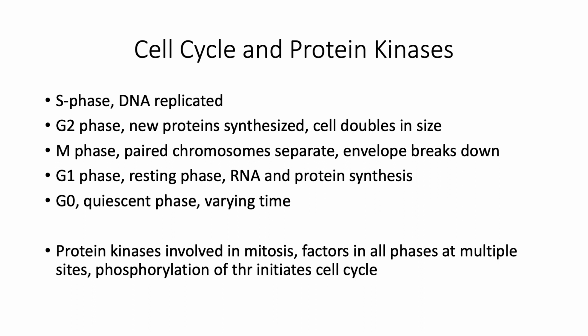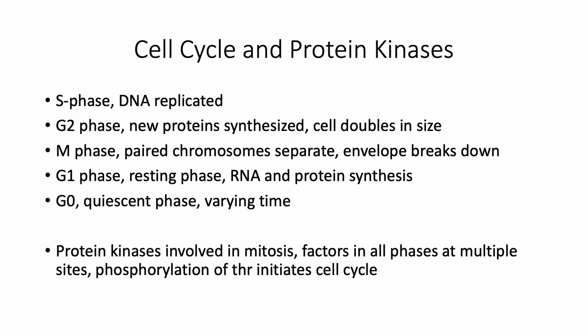The cell cycle and protein kinases: in the S phase, you get replication of DNA. In the G2 phase, before mitosis, the new proteins are synthesized. The cell doubles in size. The M phase is where the paired chromosomes separate with the nuclear envelope breaking down. G1 is the resting phase where the RNA and protein synthesis occur, and G0 is a quiescent phase with a variable time frame.